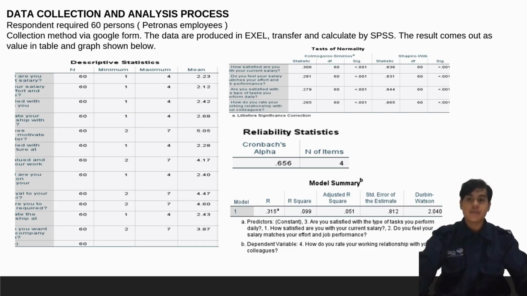Data collection and analysis process. Respondents required 60%, that is PETRONAS employees. Collection method via Google Form. The data are produced in Excel, transferred and calculated by SPSS. The results come out as values in tables and graphs shown below. The descriptive statistics show minimum, maximum, mean, and standard deviation.